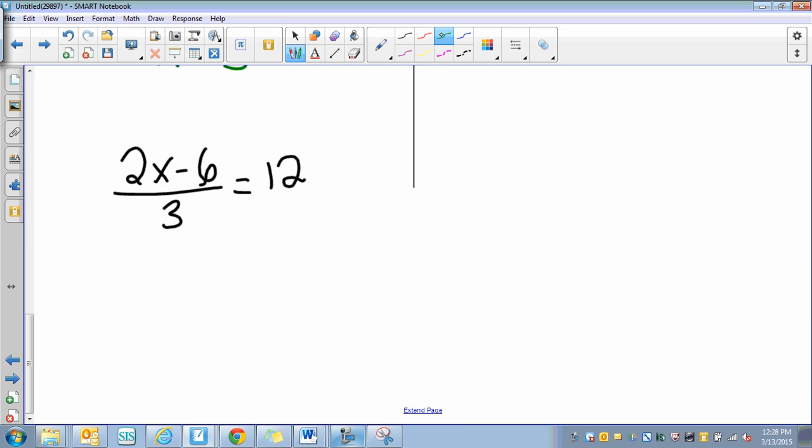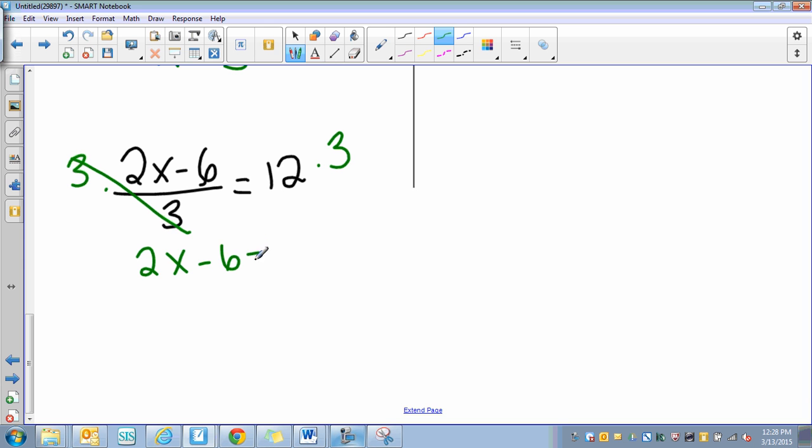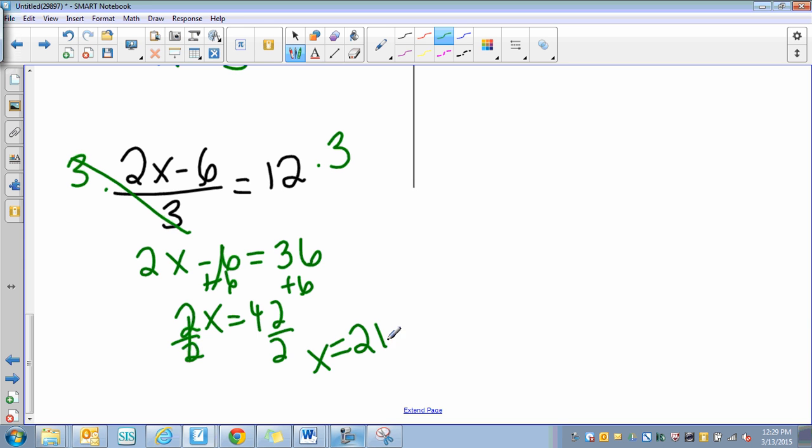Alright, so you should have solved this. The first thing we need to do is get rid of the denominator. Again, this is 2x divided by 3 minus 6 divided by 3. So we need to multiply by 3 on both sides. And we get 2x minus 6 equals 36. And then we can add 6 and get 2x equals 42. Divide by 2, and we get that x is equal to 21.